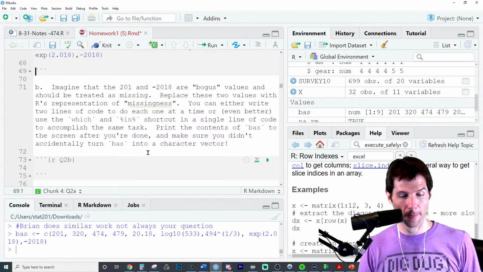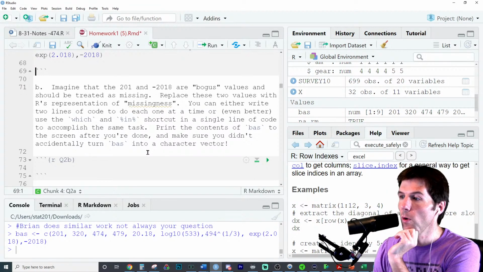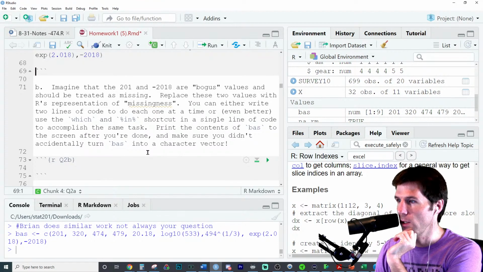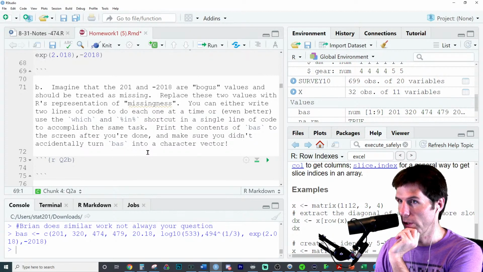There's the BAS vector. So now we have that 201 and negative 218 are bogus values. You don't want to store into which. You want to use the which function.